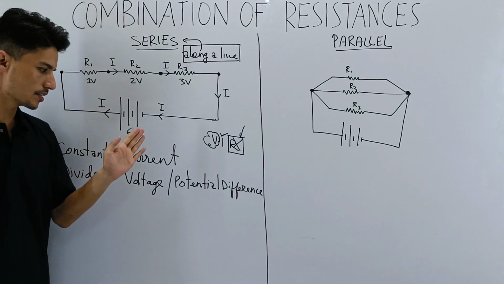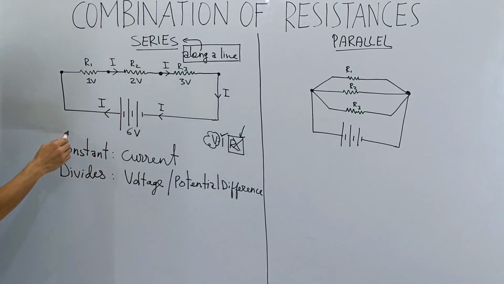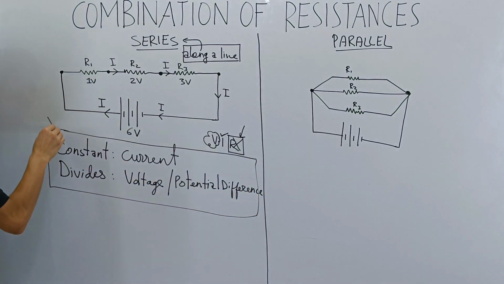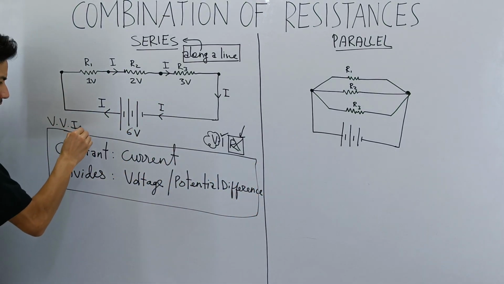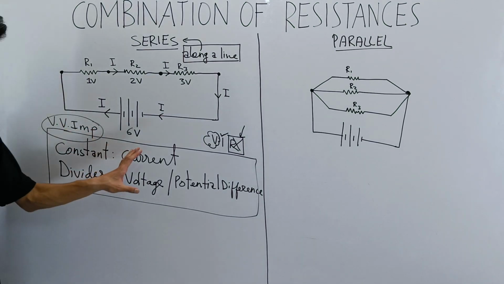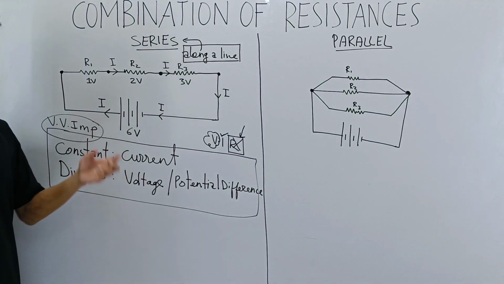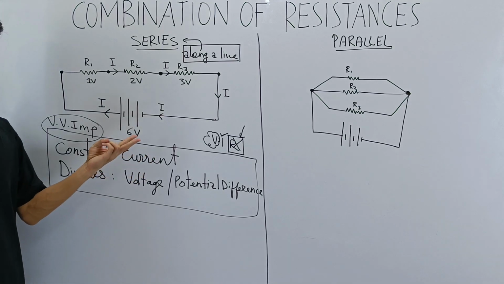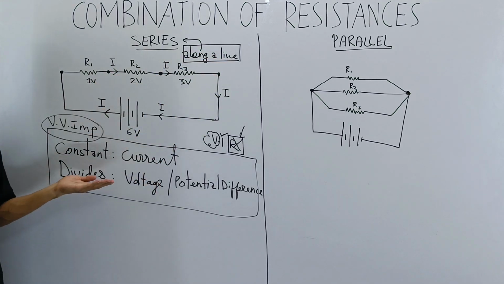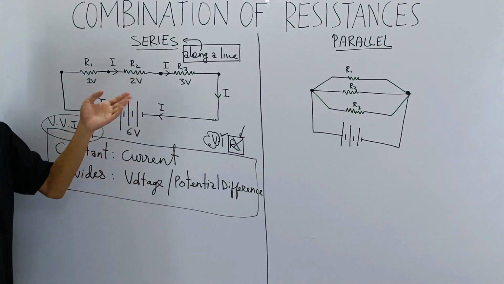So remember, my dear students, this is very important. Okay, you just have to know this one. You have to know this one. Okay. So there are 2 ways to combine a resistance, series and parallel, and then you have to understand what remains constant and what gets divided in both the combinations.